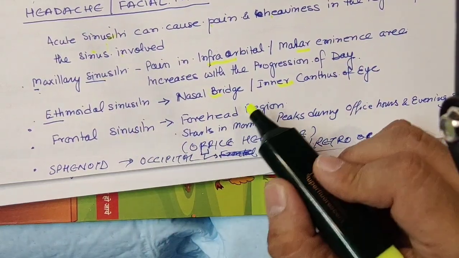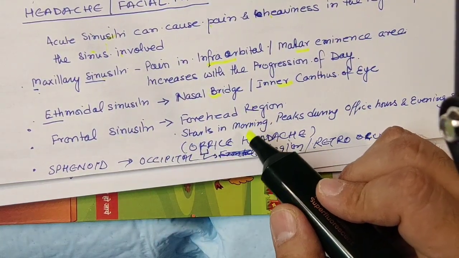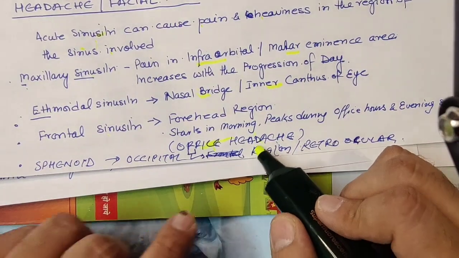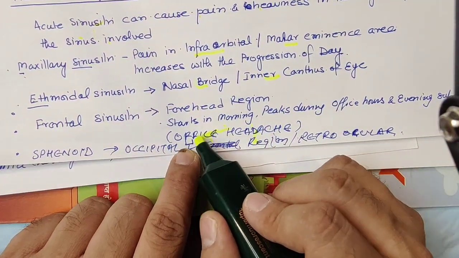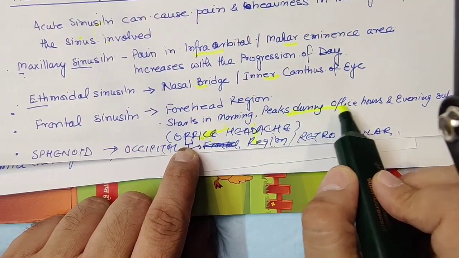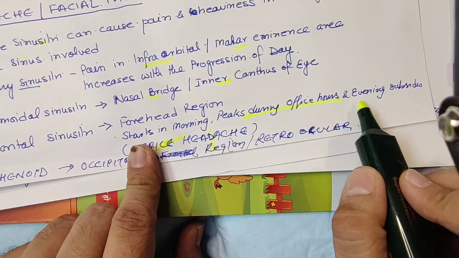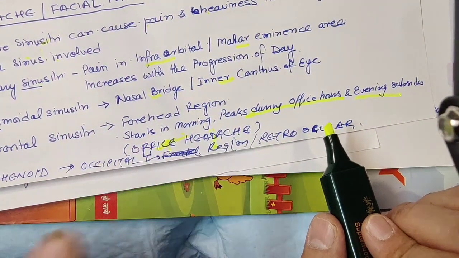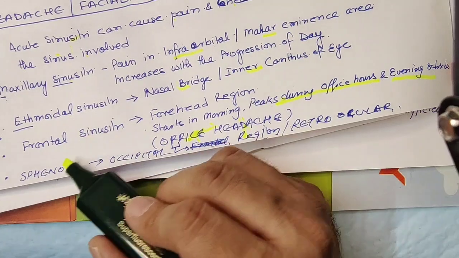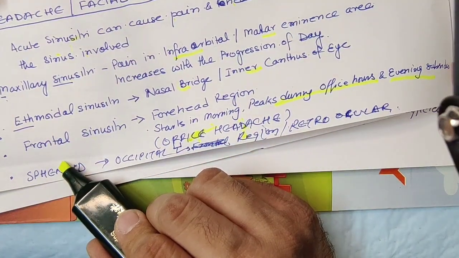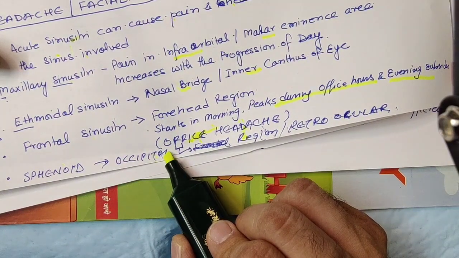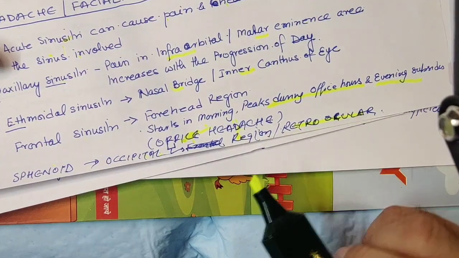And similarly, the frontal sinusitis, it's in the forehead region, and there is a classical what we call as the office headache. Now, office headache is something where the patient complains that the headache starts in the morning, when the patient wakes up, it peaks during the office hours, that is during the daytime, and in the evening it subsides. Now, that is the reason why it is called an office headache, because it is during the office timings. And in sphenoid sinusitis, the pain is generally located in the occipital region or in the retroauricular region.